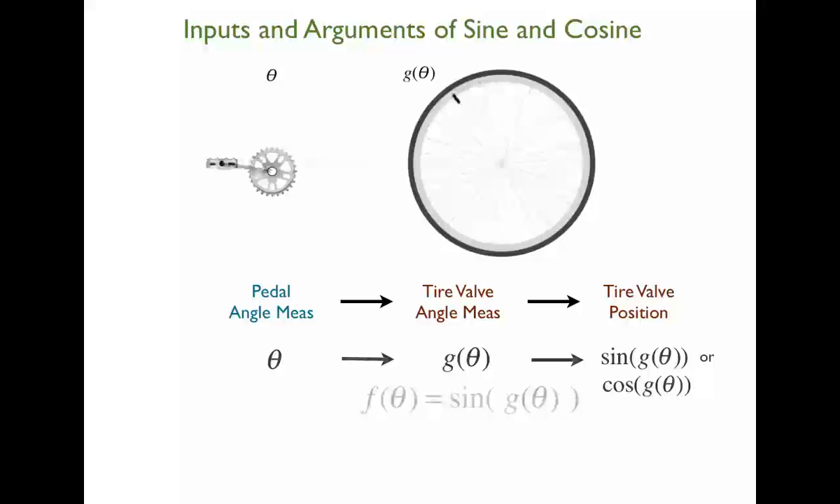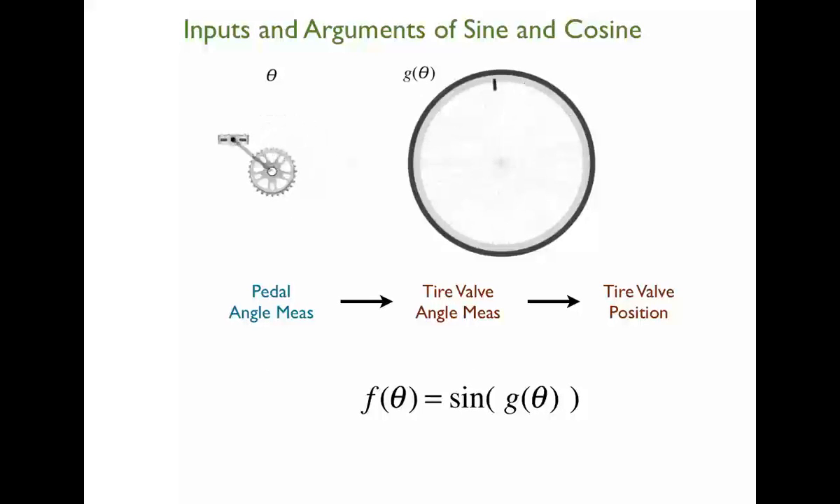Okay, so let's suppose we're talking about sine here. Suppose we're talking about sine. So which of those three things is the output? Pedal angle measure, tire valve angle measure, or tire valve position? Which is the output? Which of those three things? Position, because it's sine, right? It's sine, that's the vertical height above the horizontal diameter. Okay? And then, the argument. Which of those remaining two is the argument?